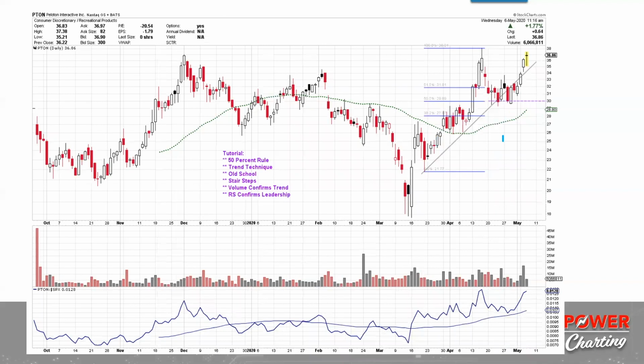Okay, here's another one. This is Peloton. And again, we're going to work on the 50% rule. You can see we can draw a trend line here on this low. We can draw a trend, touch it on this low, and this gives us a stride.